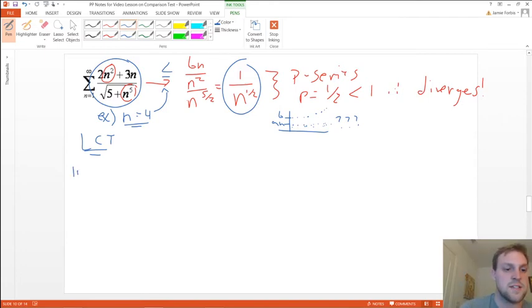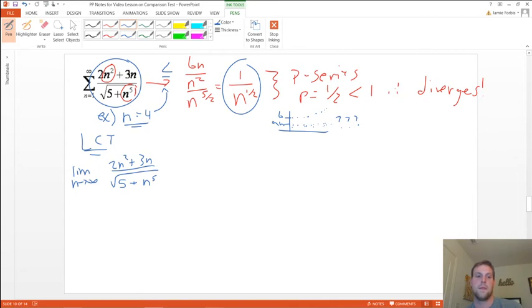So the limit comparison test says I'm going to take the limit as n approaches infinity of a sub n over b sub n. a sub n was 2n squared plus 3n over the square root of 5 plus n to the fifth. If I divide that by b sub n, I'm going to do the same change and flip there, and multiply by n to the 1/2 over 1.